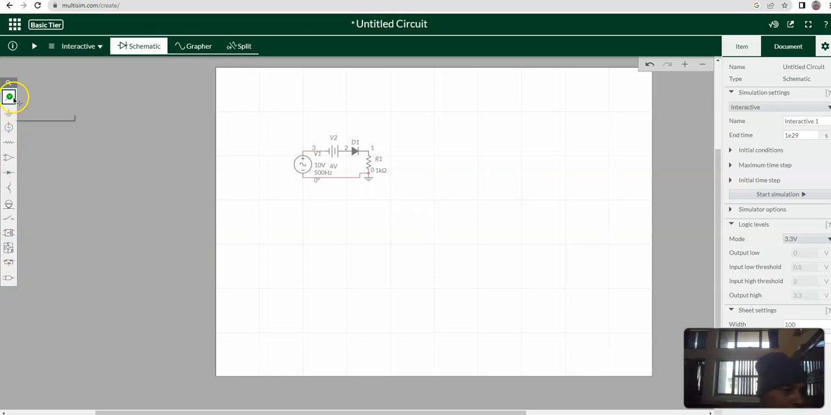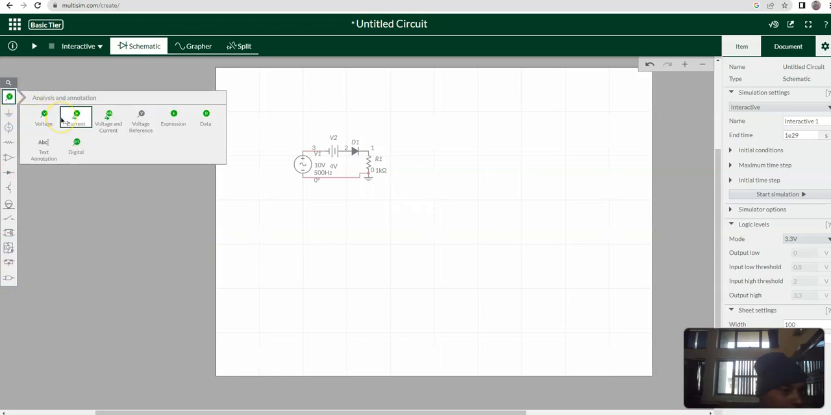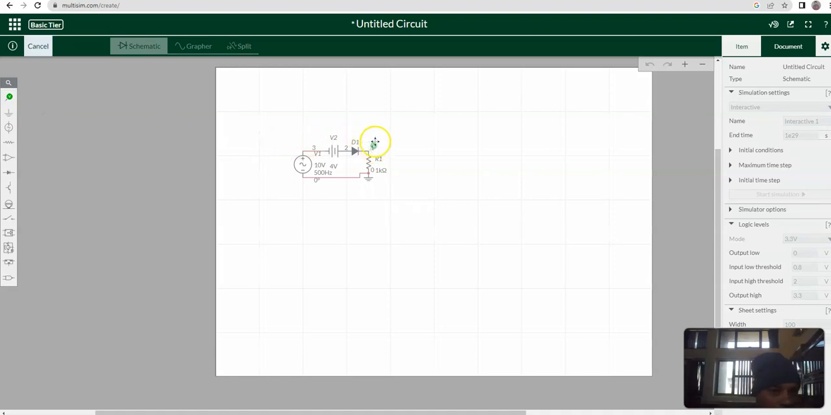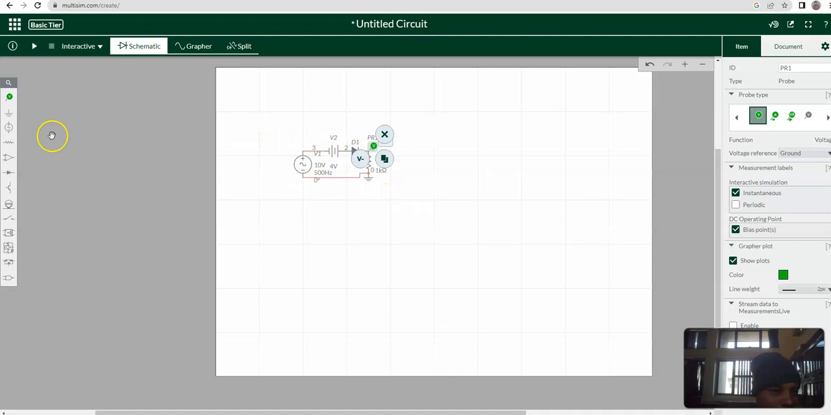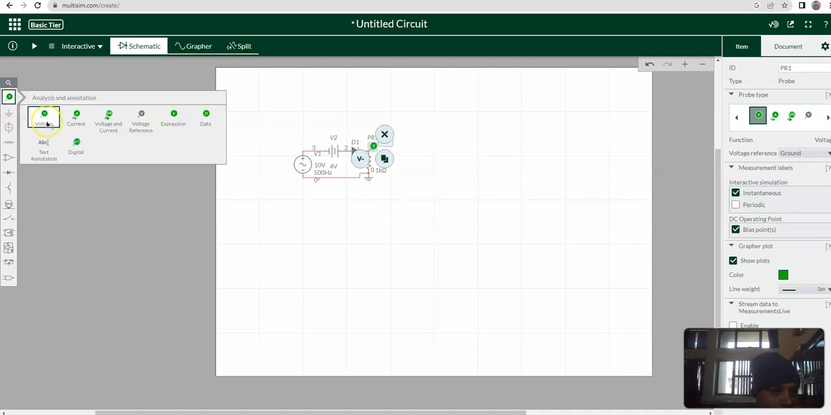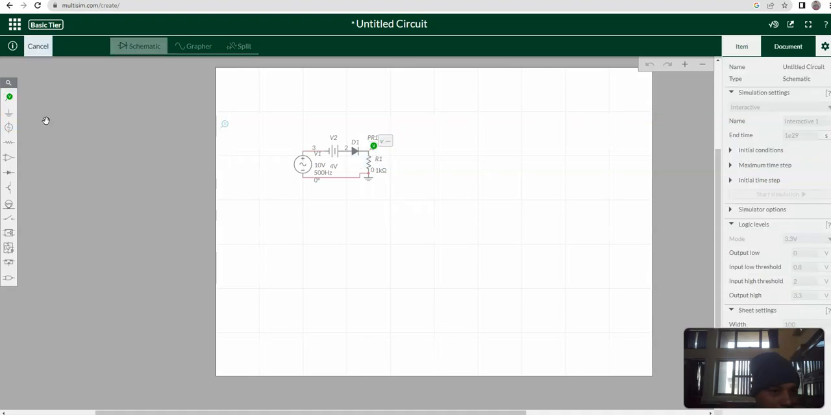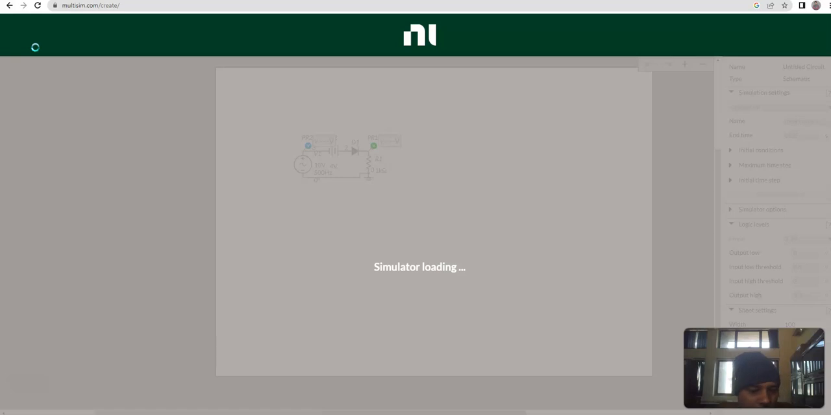Output could be taken. What is this? Voltage, current, expression, analysis. So let us take the voltage here, take another voltage here, input and output. Okay. Let us see how it is running. Circuit is complete. Let us run it.